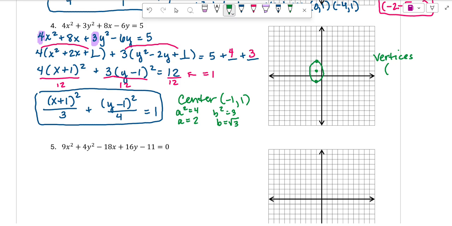We got -1 in x and then down 1, and then -1, and then 1, 2, 3. So -1 comma -1, and -1 comma +3.